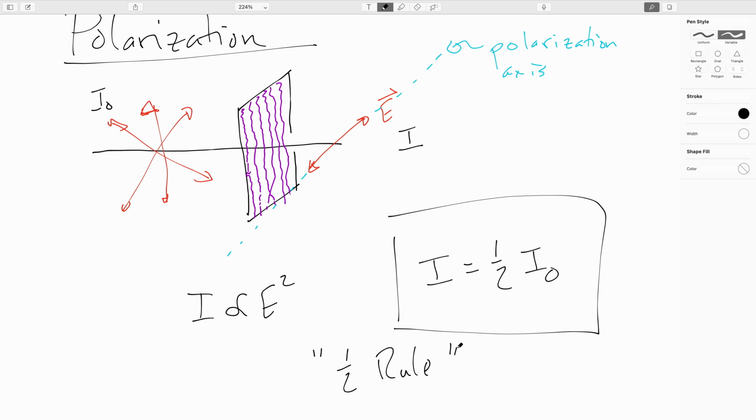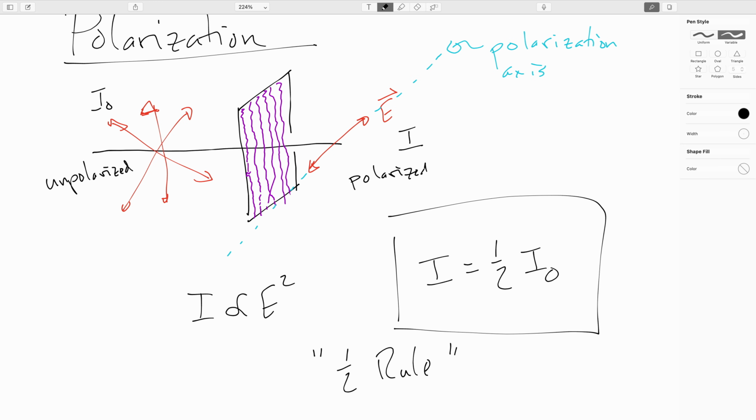So if you have initially unpolarized light over here, that ends up polarized over here. It ends up polarized, and the intensity of light gets dropped by 1/2.